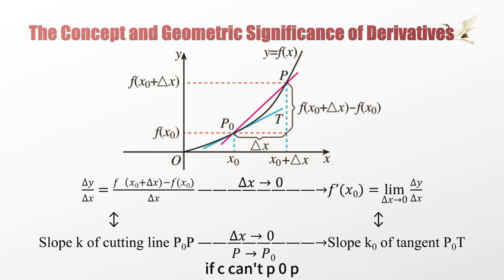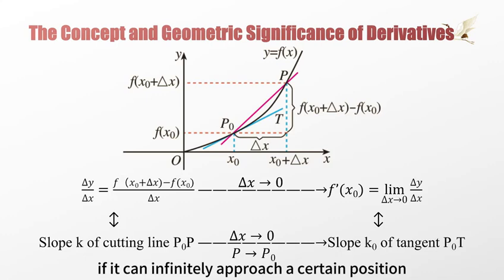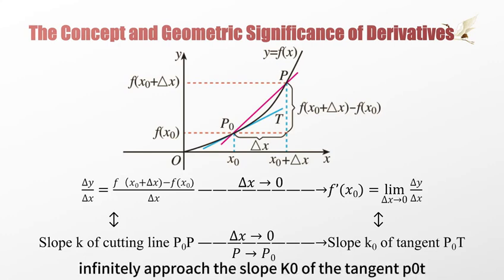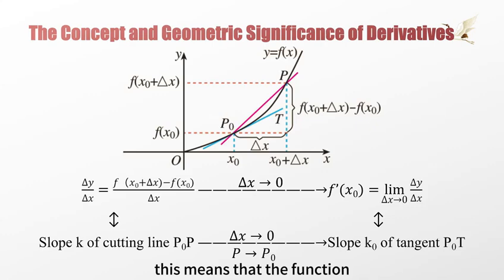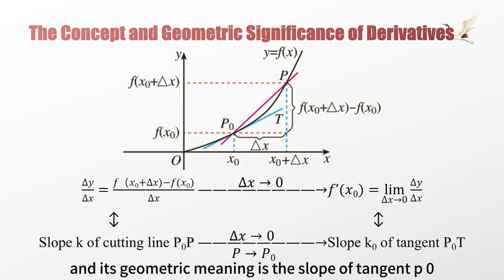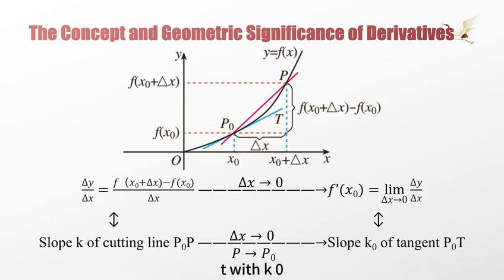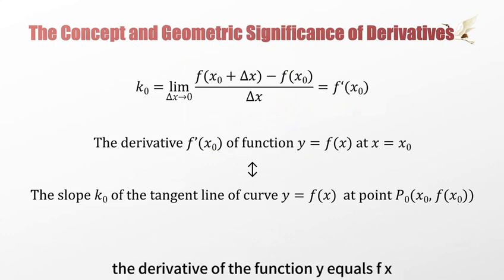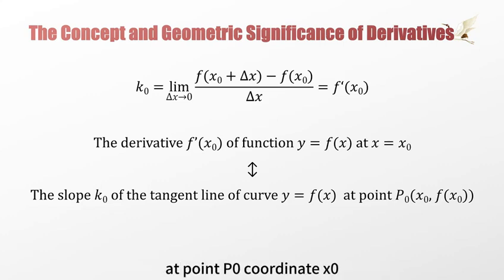The secant P0P infinitely approaches a certain position, that is, the tangent P0t, so the slope k of the secant will infinitely approach the slope k0 of the tangent P0t. This means that the derivative of the function y equals f(x) at x equals x0 has the geometric meaning of the slope k0 of tangent P0t. In this way, the derivative of the function y equals f(x) at x equals x0 establishes a corresponding relationship with the slope of the tangent at point P0, with coordinates x0 and f(x0), of the curve y equals f(x).